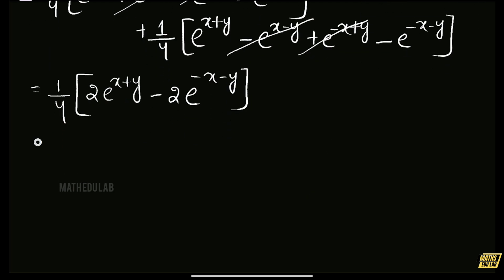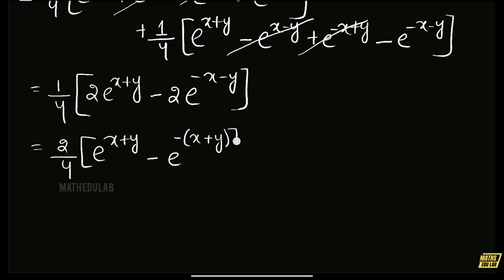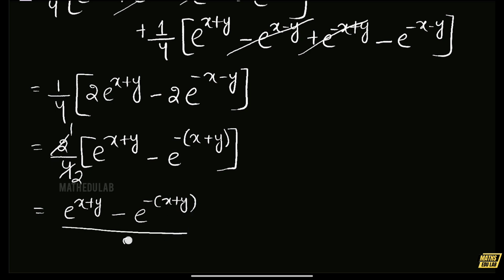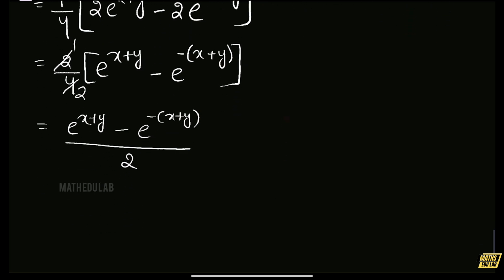Then if you see here, we will take the 2 as common. 2 by 4 e to the power of x plus y minus e to the power minus x minus y. So here the value gets cancelled out. So we can write it as e to the power x plus y minus e to the power minus x minus y by 2, which is our sine hyperbolic x plus y formula.